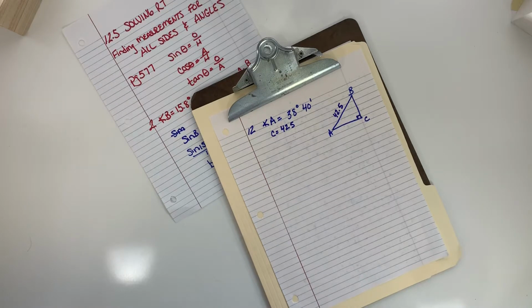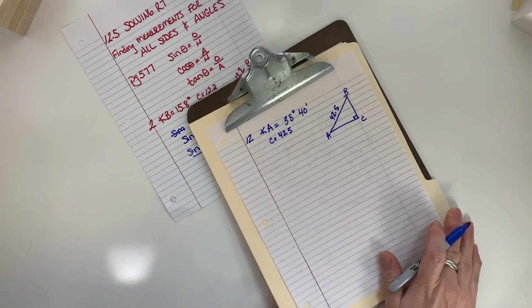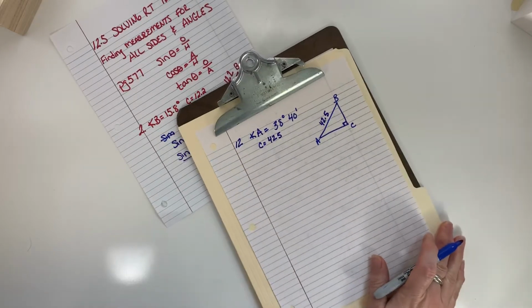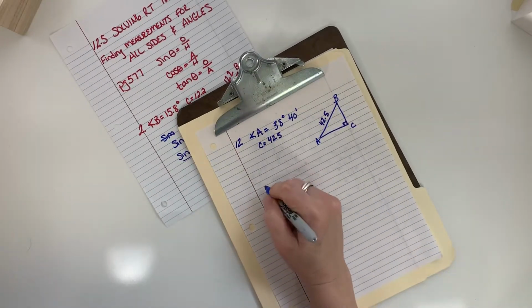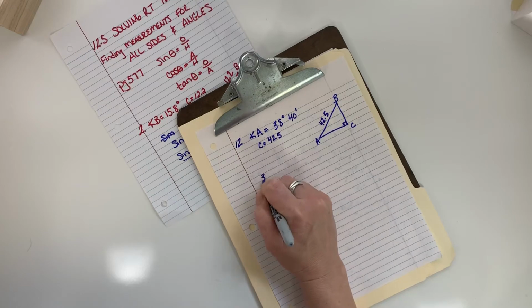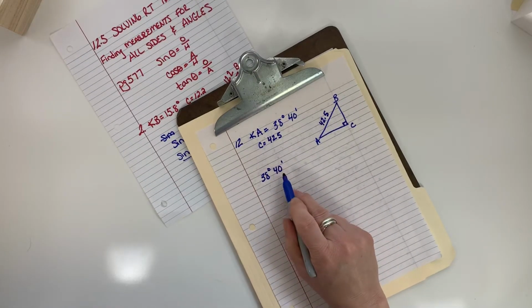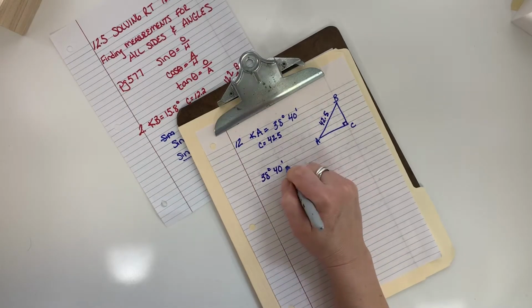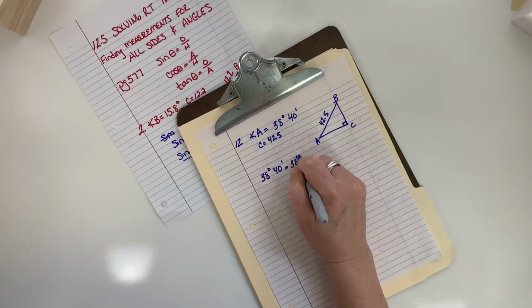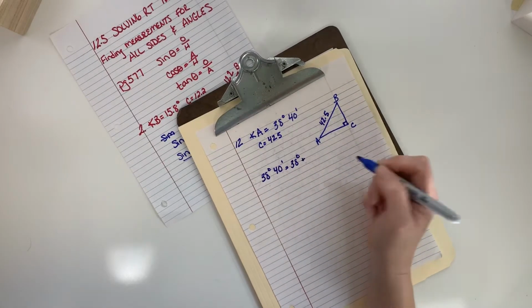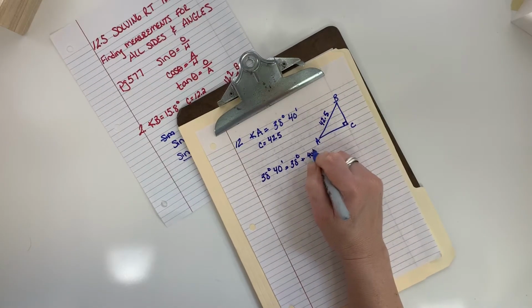For number 12, the given information is that angle A is equal to 38 degrees and 40 minutes, which will give us some good practice because we did degrees and minutes earlier. So if we have 38 degrees and 40 minutes, we need to convert that into decimal form before we can put it into our calculator. So 38 degrees and 40 minutes is equal to 38 degrees plus 40 minutes.